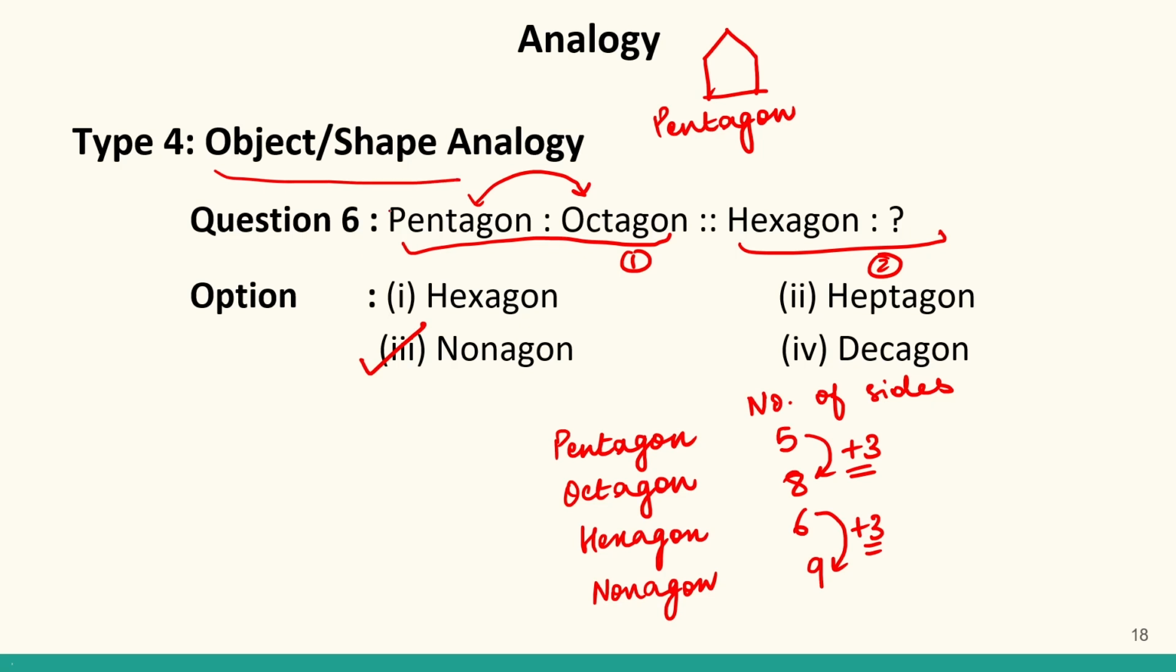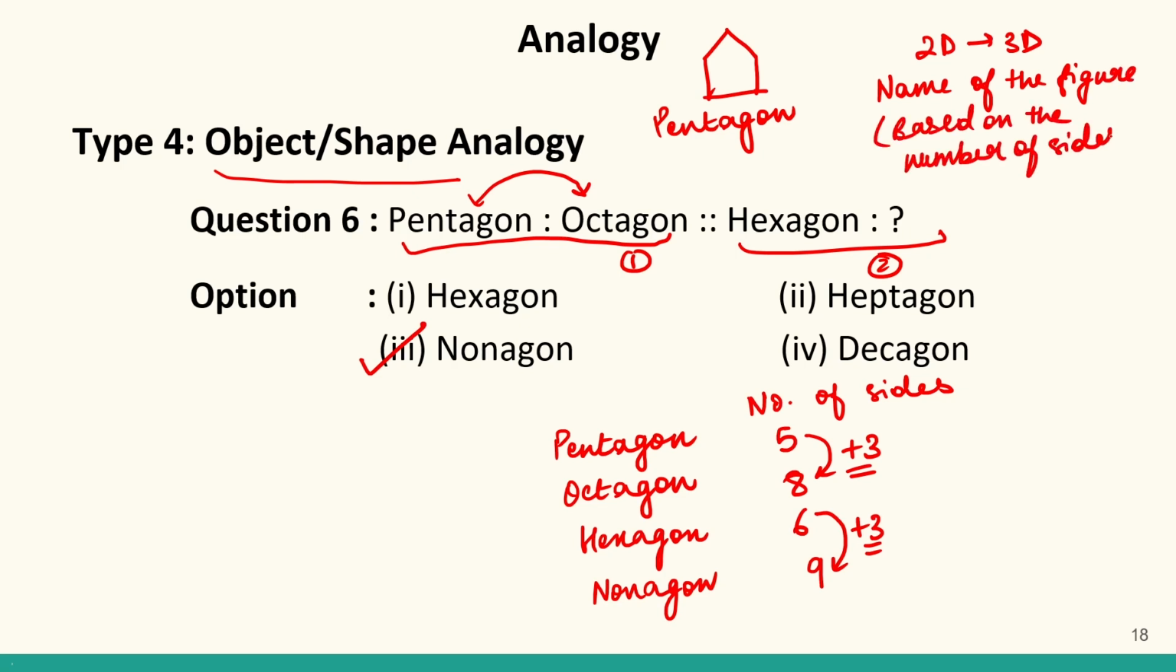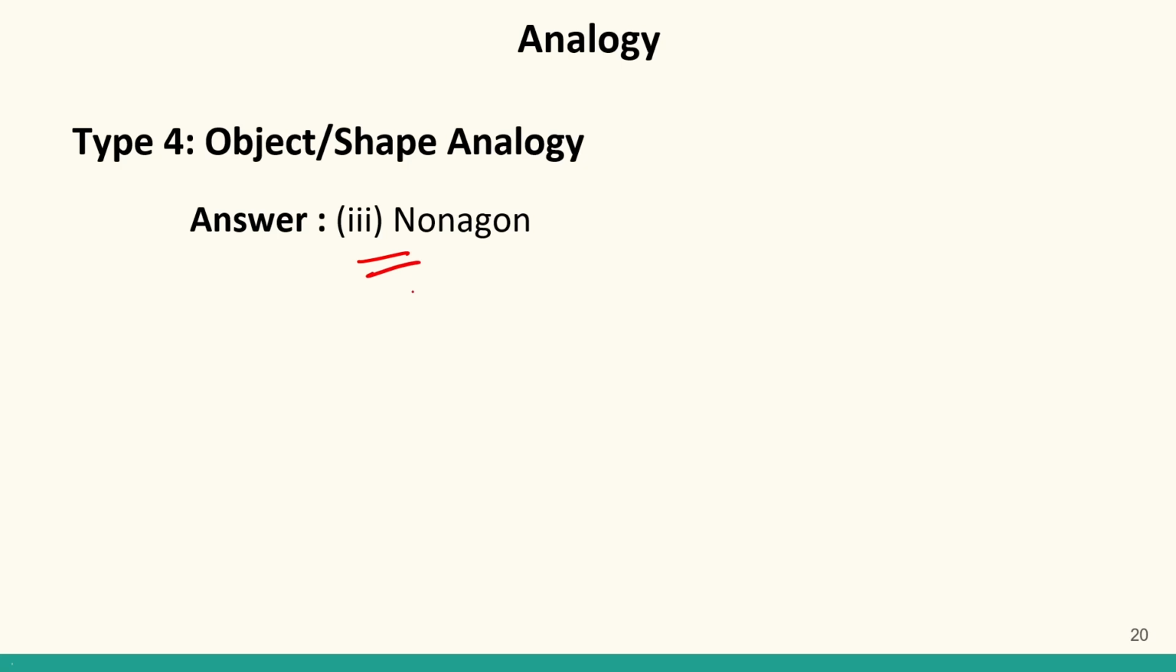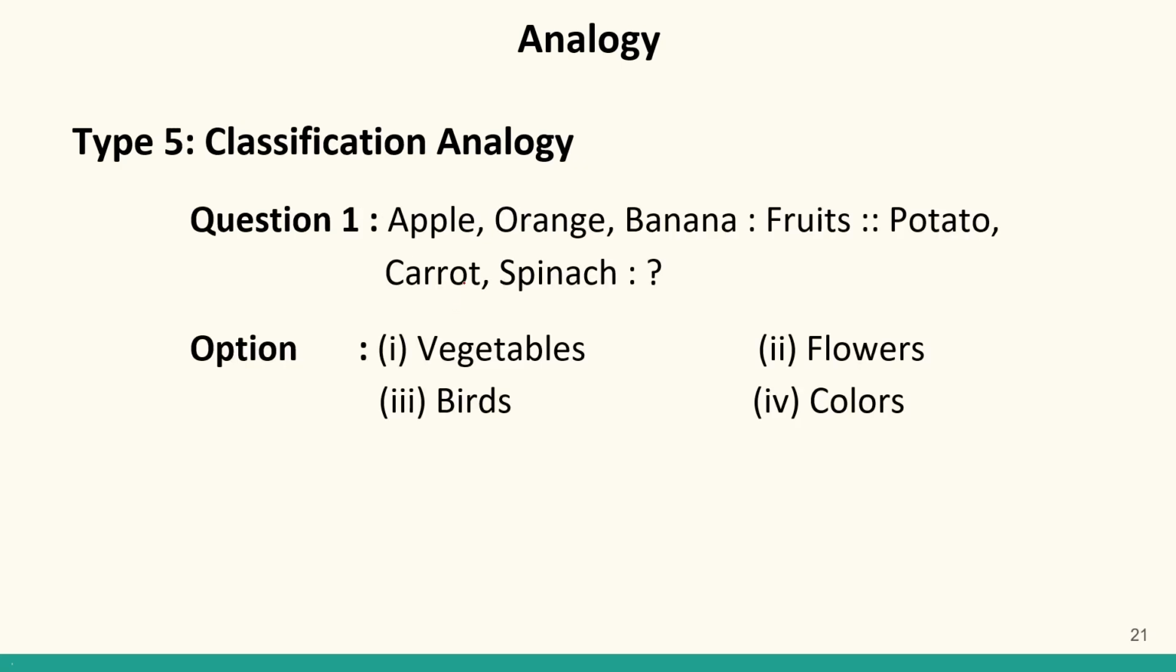So for object and shape analogy questions, it is important to know 2D images and their corresponding 3D images. It is also important to know the name of the figure based on the number of sides. These two concepts are very important to know for object shape analogy questions. Now, here you can see that the answer is option number 3, nonagon.